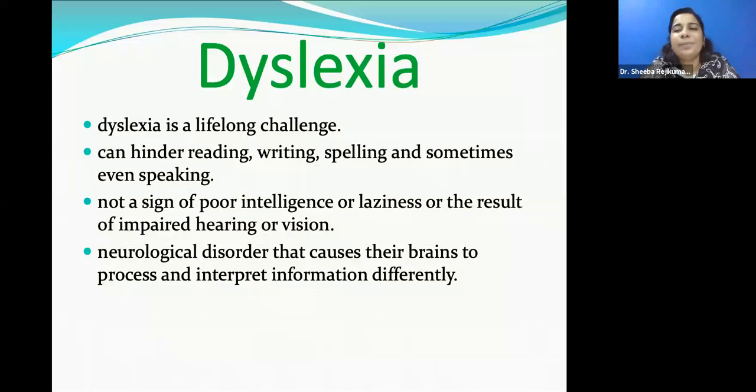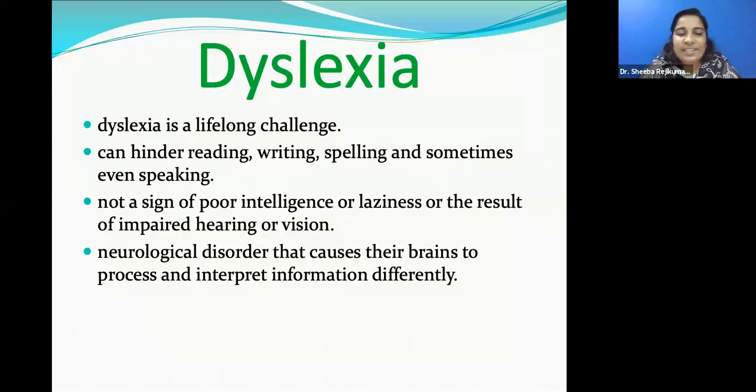I hope most of the persons are familiar with the term dyslexia, because almost all of us Indians would have seen a film called Taare Zameen Par, where Aamir Khan is acting as a hero. And you know what is happening with the child there. That is a typical example of dyslexia. It's a lifelong challenge. Dyslexia is a lifelong challenge. It can hinder reading, writing, spelling, and sometimes even speaking. It's not a sign of poor intelligence or laziness or of impaired hearing or vision.